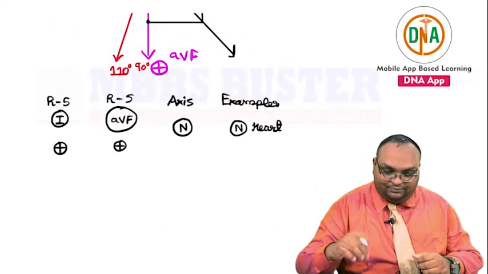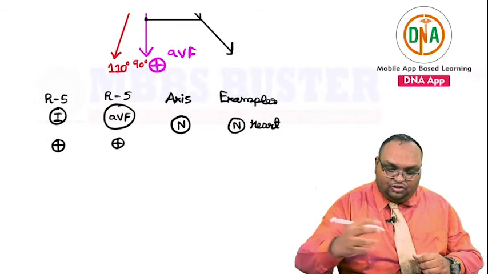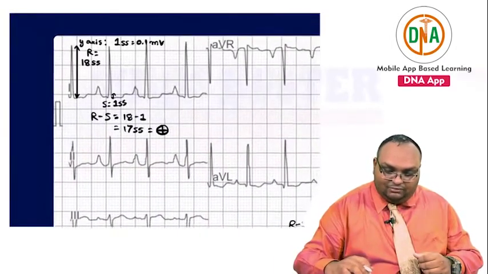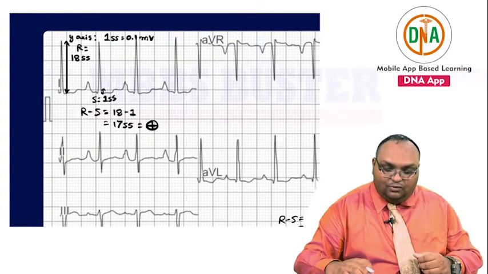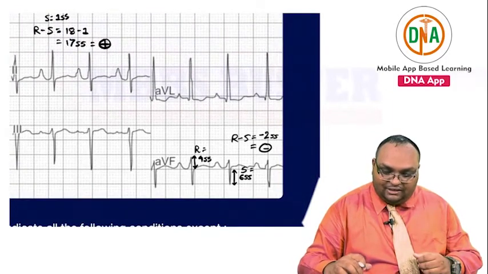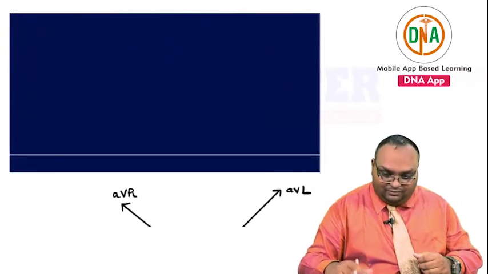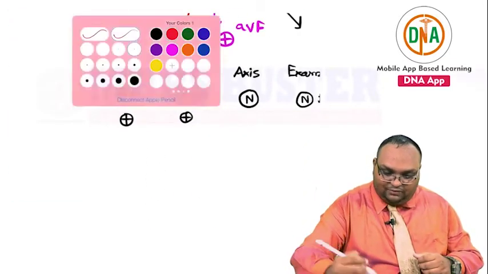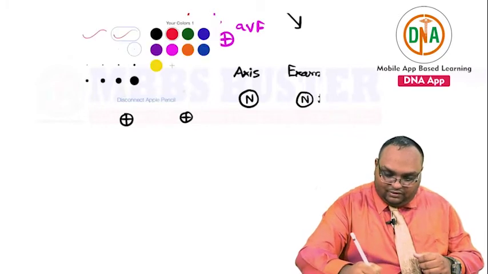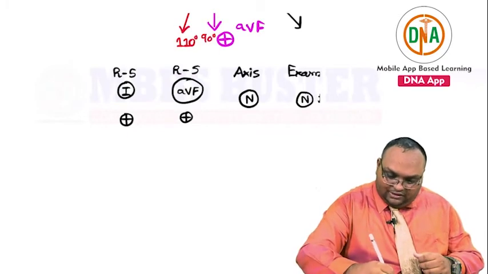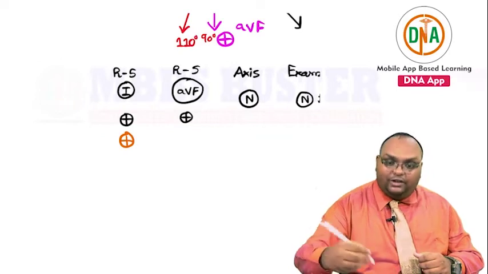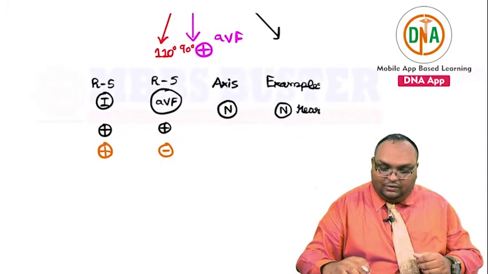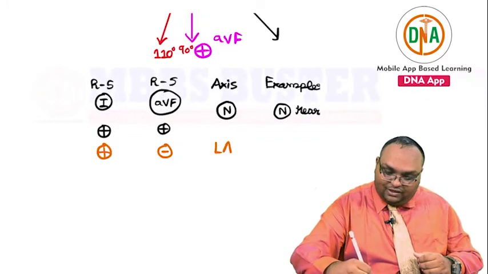In such a case, suppose what we just showed you in the ECG over here, R minus S in lead 1 is positive and R minus S in lead AVF is negative. Just take that very example: R minus S is positive in lead 1, R greater than S, but R less than S in lead AVF, so we have negative over here. What that would mean is it is a left axis deviation.